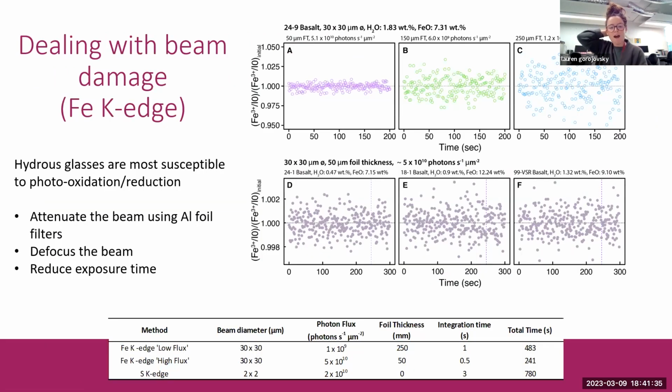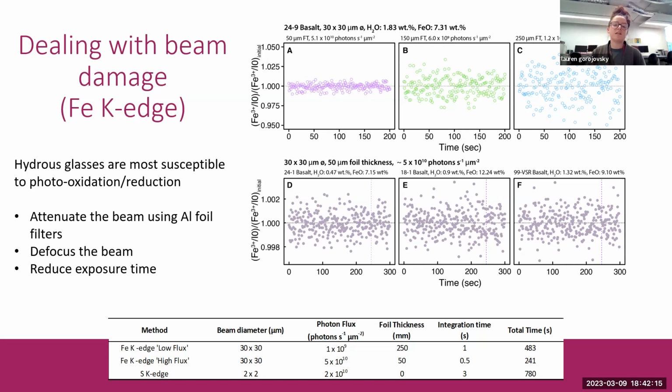One of the big problems that we have with XANES is that you're basically exposing your sample to a very strong X-ray beam. As a result, you can oxidize or reduce the glass, particularly if they're hydrous. So you do need to take some care and set up your analysis to avoid or reduce the effects of oxidation or reduction as much as possible, because otherwise your measured iron ratio or sulfur ratio will no longer reflect the actual oxygen fugacity that's been recorded in the samples.